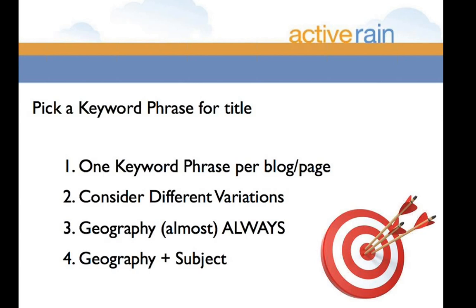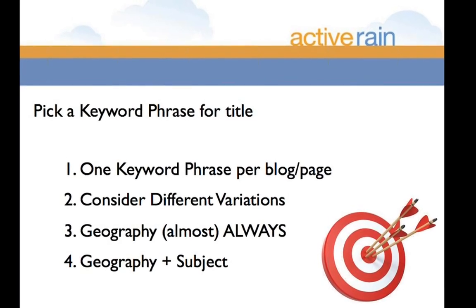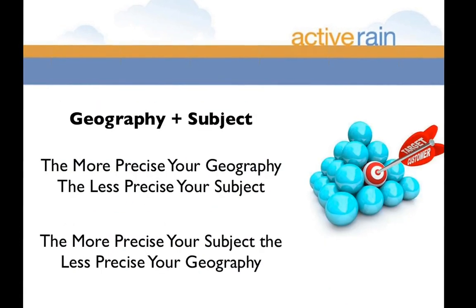And then as we think about picking a keyword phrase for our title, we want to understand this concept of geography plus subject. What that means is almost all search, and especially as it relates to real estate, has subject matter and geography. Let's take a look at what I mean. I'll give you some examples on the next slide. But when we're thinking about geography plus subject, so homes for sale in Seattle, right? What's our subject matter? Homes for sale. What's our geography? Seattle, right?